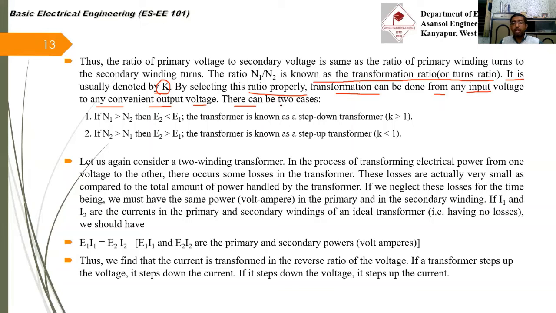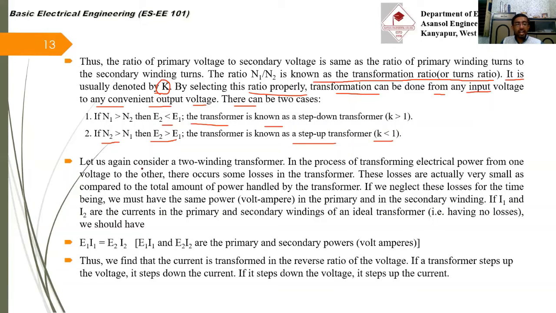There can be two cases. If N1 is greater than N2, then E2 is less than E1. The transformer is known as a step down transformer. That means K is greater than 1. And if N2 is greater than N1, then E2 is greater than E1. So it is called a step up transformer, or K less than 1.